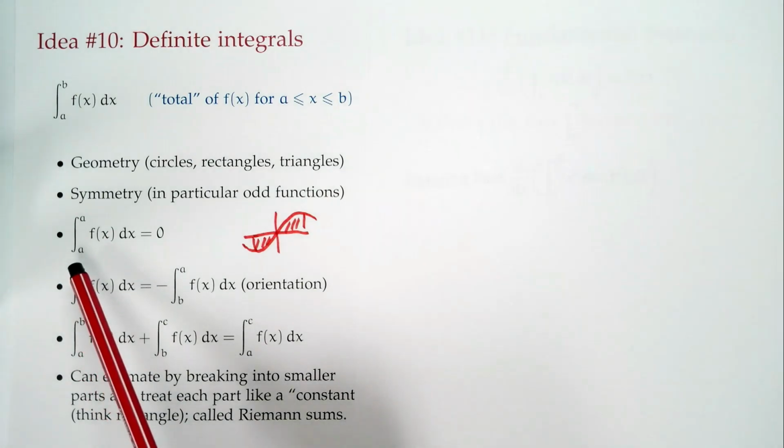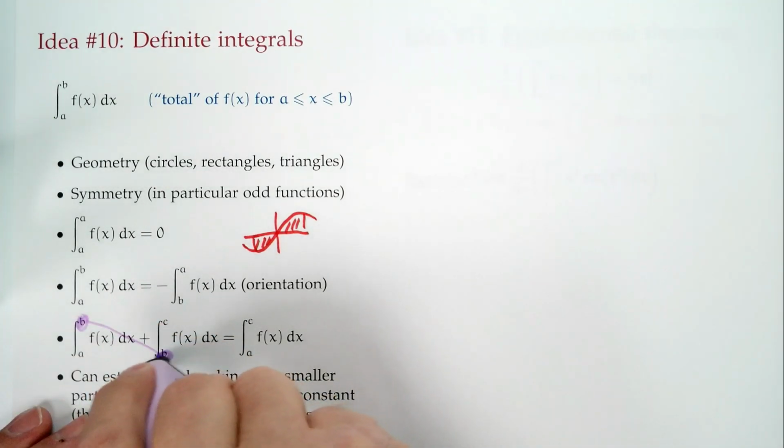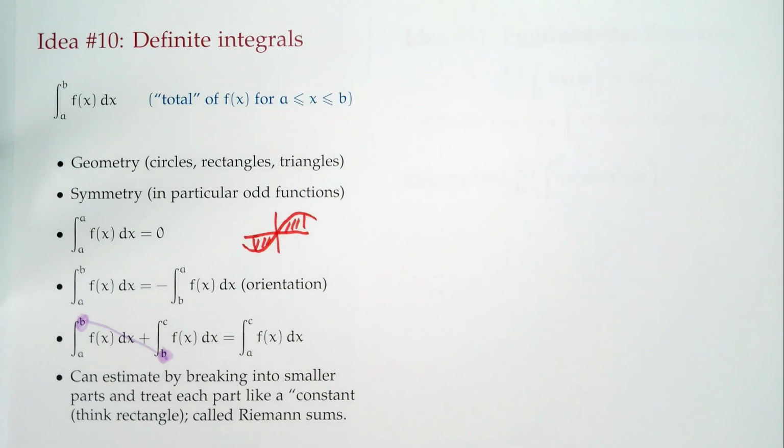Some other things, if I go from a to a of f of x dx, I can get 0. If I do integral a to b of f of x dx, I get negative the integral from b to a of f of x dx, which means that really when we talk about definite integrals, there's an orientation. Orientation matters. And so pay attention to that. That can help a lot. Integral from a to b of f of x dx plus integral b to c of f of x dx is the integral from a to c of f of x dx. So notice the key here is that these things match. So if they match, you can chain them together and thus make a bigger thing.